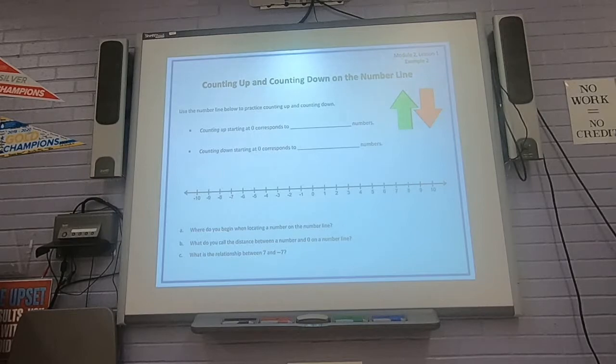All right, counting up. So in this module or this lesson 2, it's very important that you know this vocabulary. So counting up means you're going right, counting down means you're going left. So if you go right of 0, you're going to have positive numbers. If you go to the left of 0, you're going to have negative numbers.